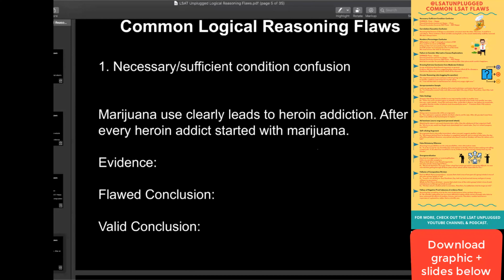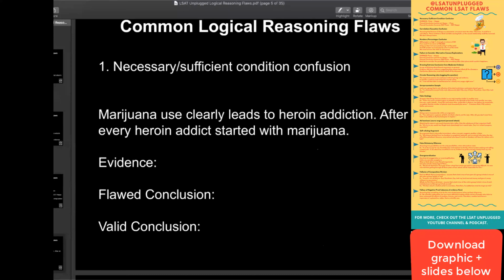So let's diagram this. I left some blanks here, and we can fill in what's the evidence and what's the flawed conclusion, and then we'll take a moment to figure out the valid conclusion. And yes, Jasmine, exactly. The first sentence, "marijuana use clearly leads to heroin addiction," is the conclusion in this argument.